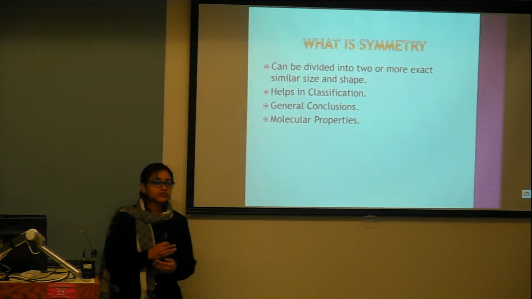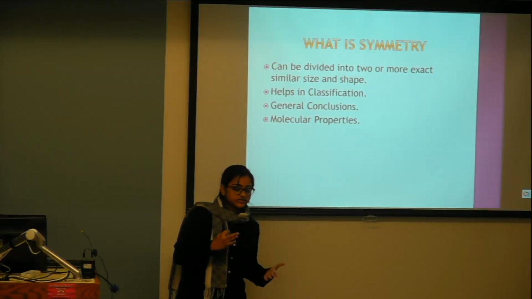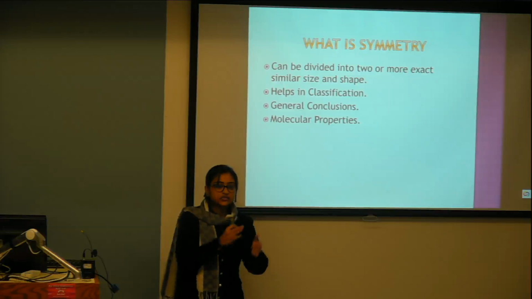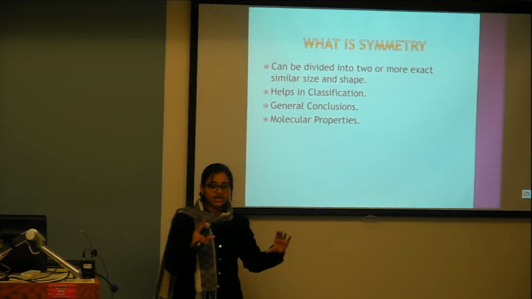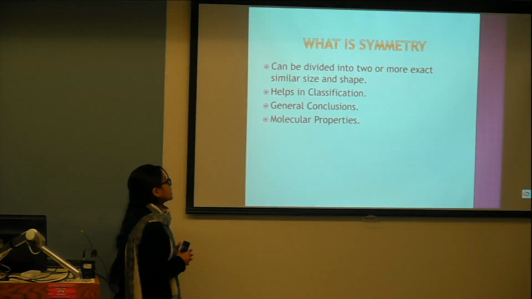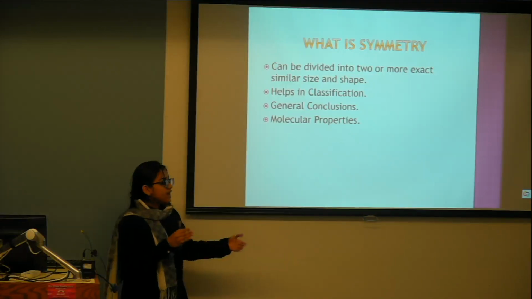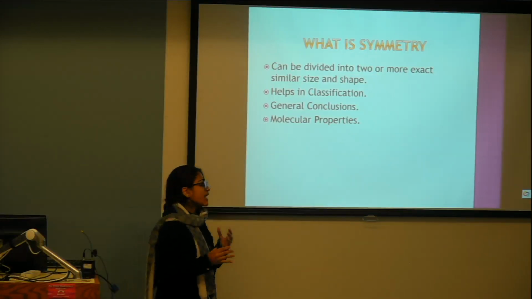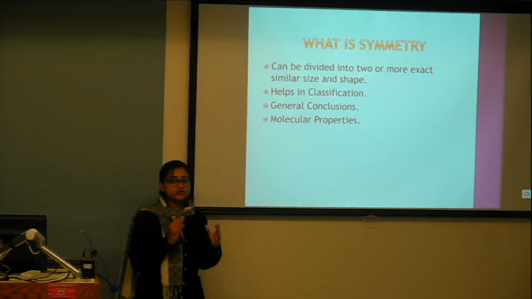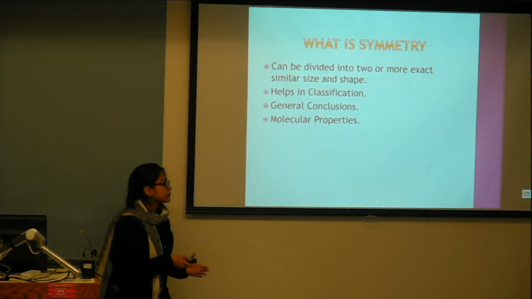First of all, before starting, I would like to explain what symmetry is. Symmetry is when we divide something by planes and have equal halves, like a mirror reflection. What's the benefit of using symmetry? If some molecules or particles have the same kind of symmetry, it helps us in classification and determining their properties. We don't have to go deeper. We can identify what kind of properties they might have, and we can bring out general conclusions.